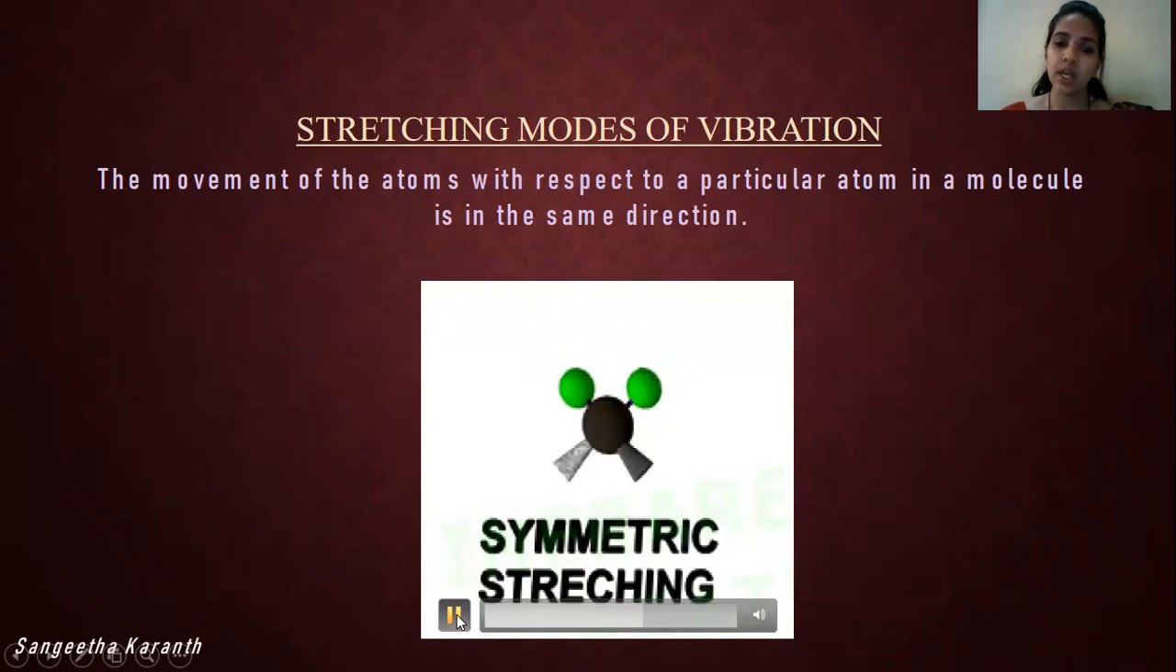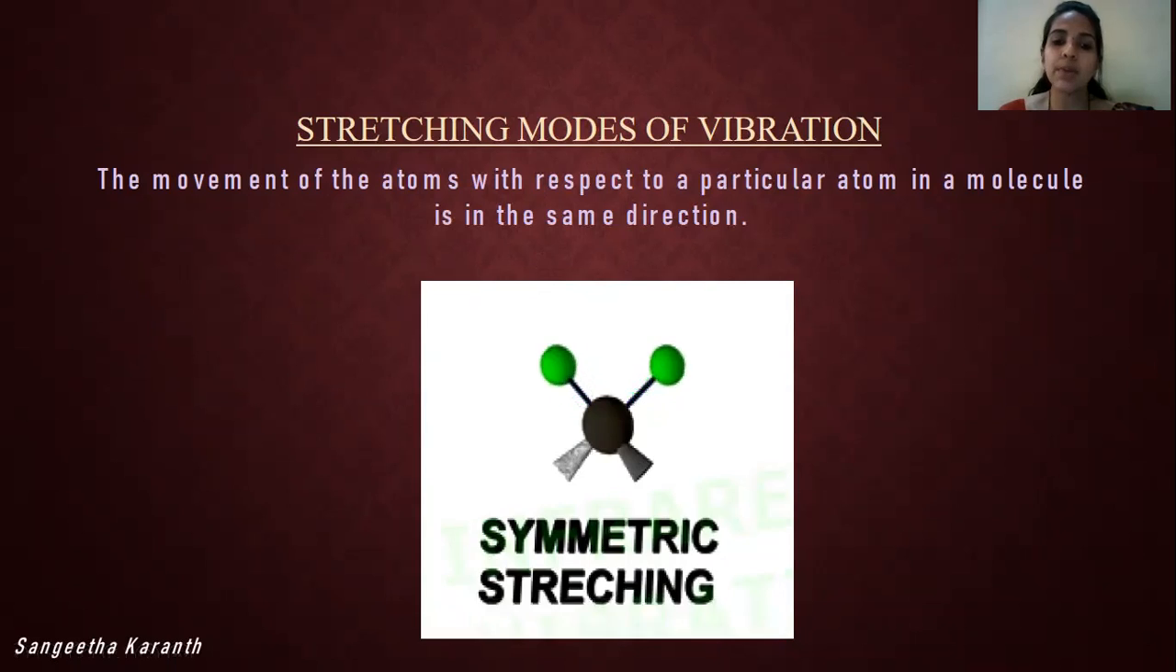The two atoms are moving far from the central atom and coming close towards it at the same time. That is, they are making it together. Such a type of stretching vibration is called symmetric stretching. It can be defined as the movement of atoms with respect to this particular atom in the same direction. You can just see both the atoms are moving in the same direction with respect to this central atom.